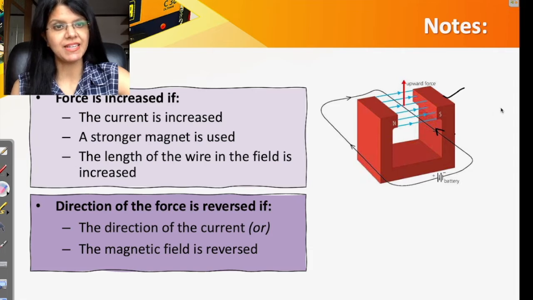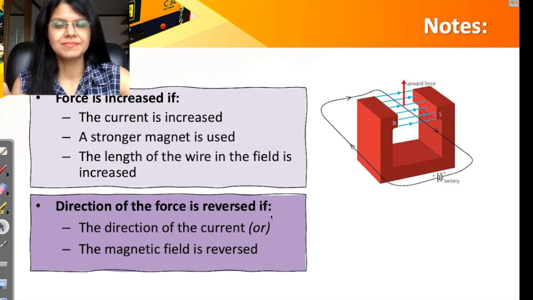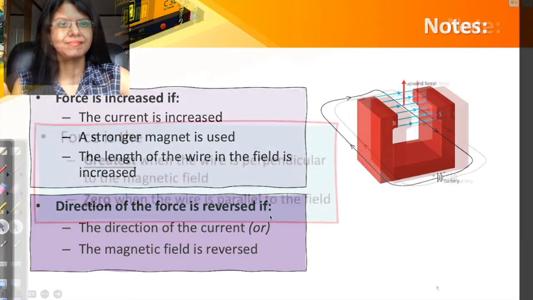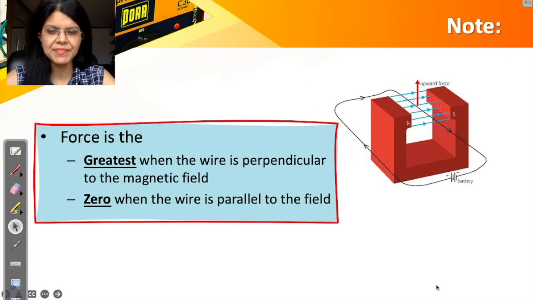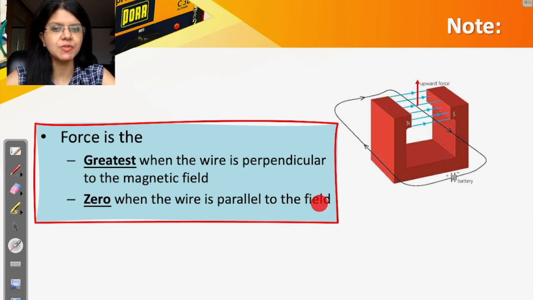Now this is something that we practiced already a while before, right? Okay, so some more important points worth noting. The force is the greatest when the wire is perpendicular to the magnetic field. What does it mean? The force is 0 when the wire is parallel to the field. So what do these 2 points mean? Let's understand it on a whiteboard.